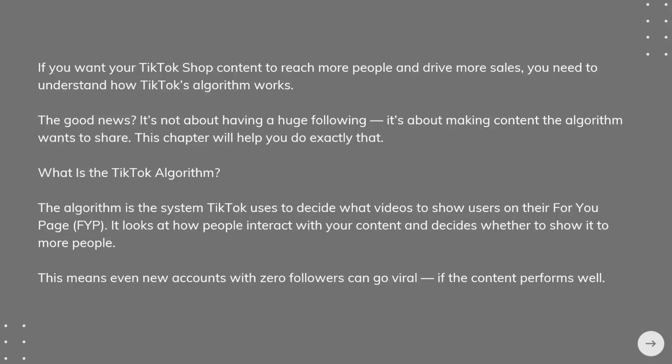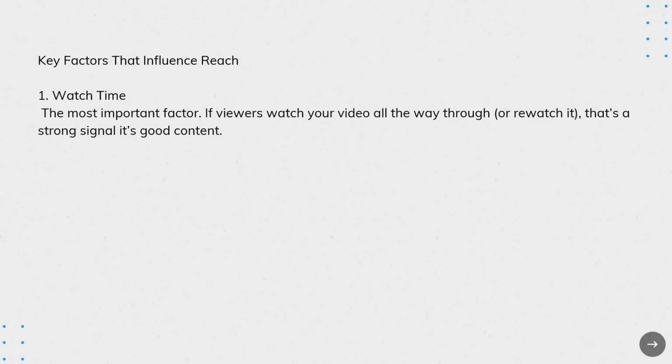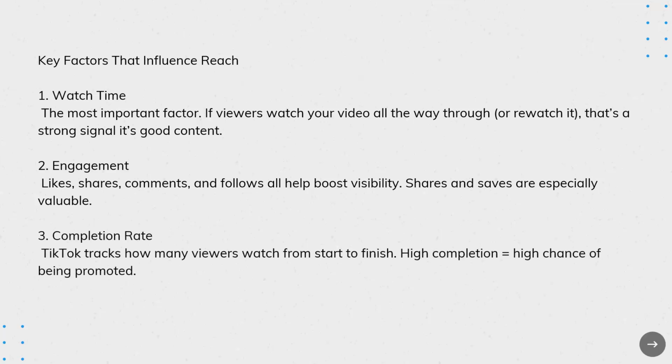Key factors that influence reach. 1. Watch time, the most important factor. If viewers watch your video all the way through, or rewatch it, that's a strong signal it's good content. 2. Engagement. Likes, shares, comments, and follows all help boost visibility. Shares and saves are especially valuable. 3. Completion rate. TikTok tracks how many viewers watch from start to finish. High completion equals high chance of being promoted.